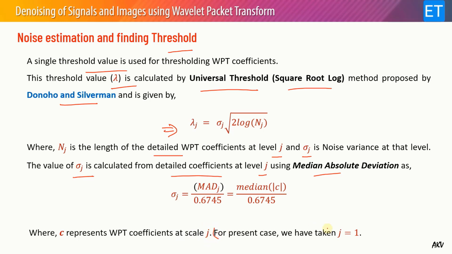And for the present case, since we are taking only a single threshold for all the coefficients, we are finding the noise variance at scale 1, and we are finding the lambda on the basis of the detail coefficients at the level 1. So that is the lambda 1 that will be used for thresholding all the coefficients.